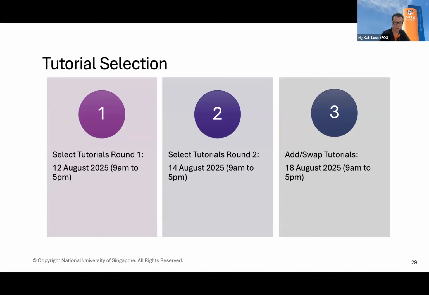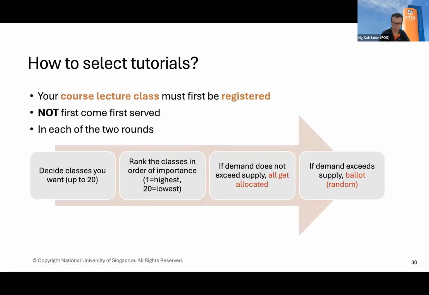Now, these tutorial round 1 and 2 registration periods only happen after the actual CourseRec period is over, because after that is when people already know what courses they have been successfully registered for, and they will have to go through this phase to choose the tutorial groups they wish to be registered for. So tutorial group registration is based on a balloting system. All right, so it is not first come, first served. You will go in and do your ranking.